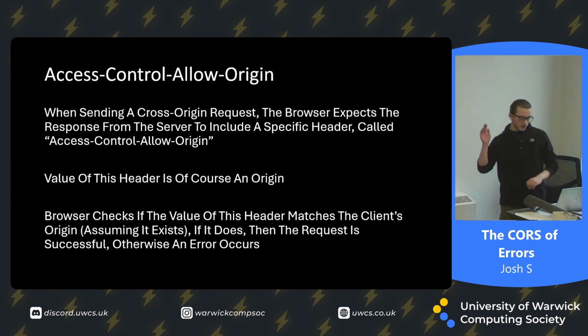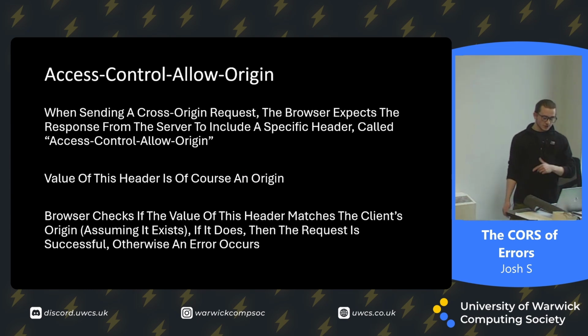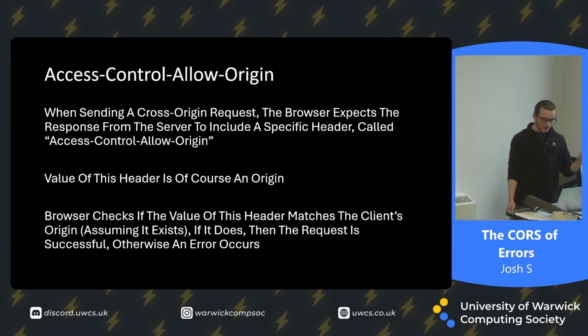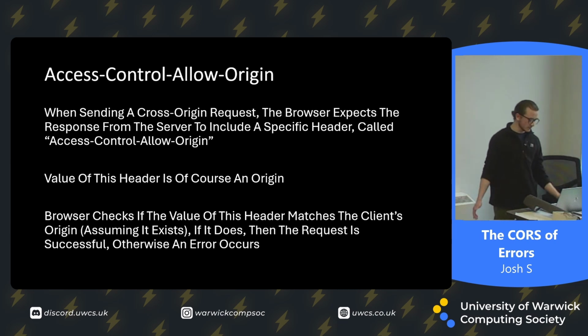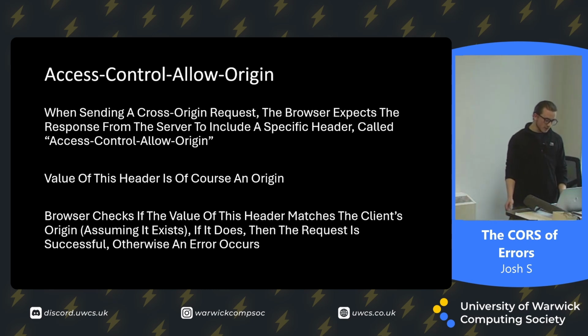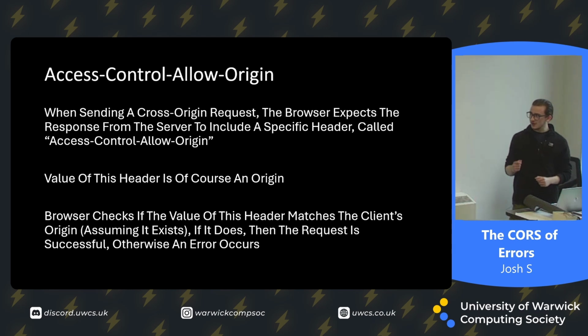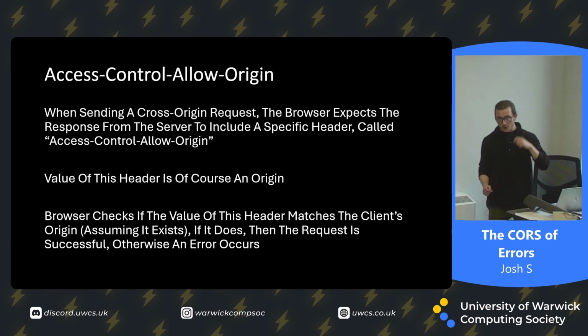Well, when sending a cross-origin request, the browser expects the response from the server to include a specific header called the Access-Control-Allow-Origin header. The name makes sense. And the value of this header is, of course, an origin. And the browser checks if the value of this header that it received from the response from the server matches the origin of the client.